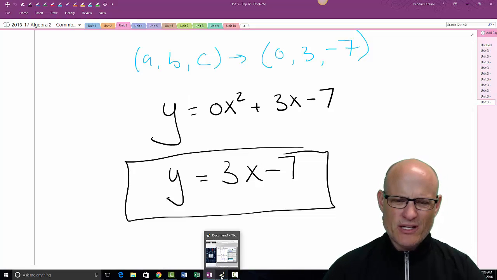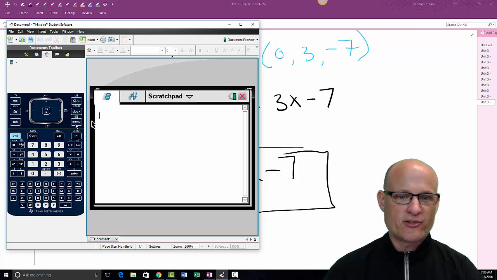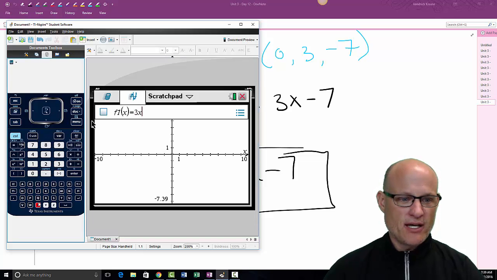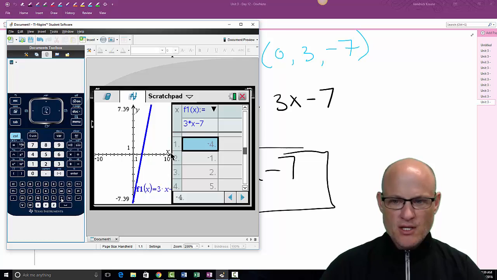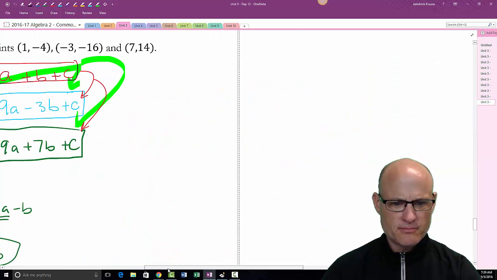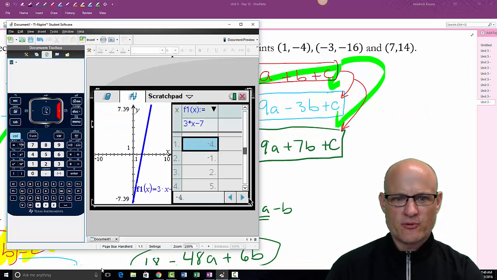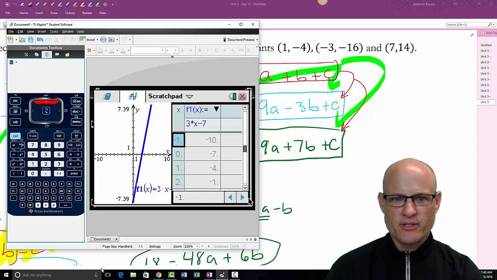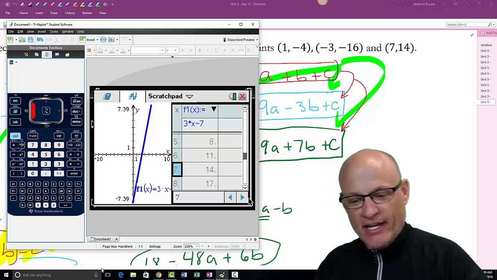Let's check it. Well, what are we going to check? We can't check a parabola because it's not a parabola. We're going to check that line, and those 3 points better be on that line. So let's go. 3x minus 7. Enter. And I'm hoping those 3 points are on the table. Let's see. The first point was, oops, they're over there. What happened? All right. 1, -4. There it is right there. -3, 16. There it is. Now I got to go to 7, 14. There it is. They're done. That's it. This unit is bodied.